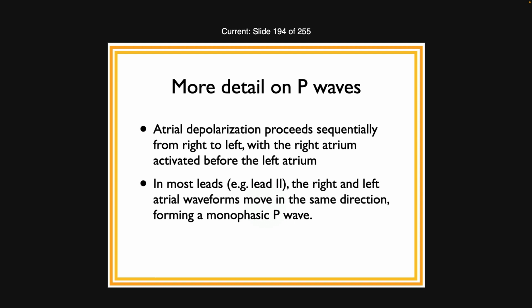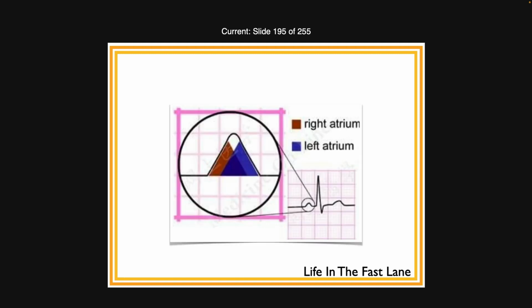So if we are looking at the makeup of a P wave, this is what it looks like. But what's really happening is the right atria and the left atria are depolarizing just a tad out of sync. So in a healthy heart, the front side of the P wave is the right atrium and the back side is the left atrium. And it doesn't matter that much, that's not so important.